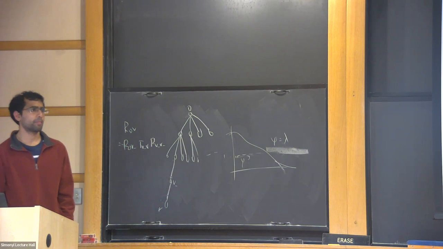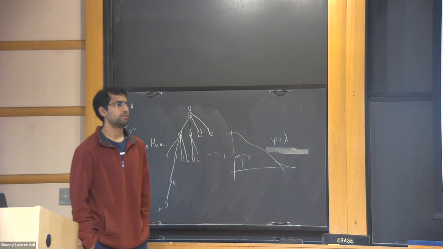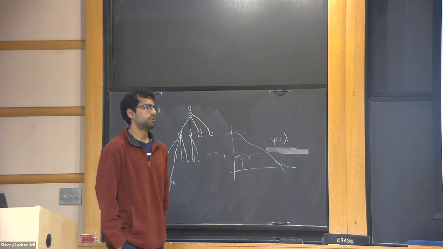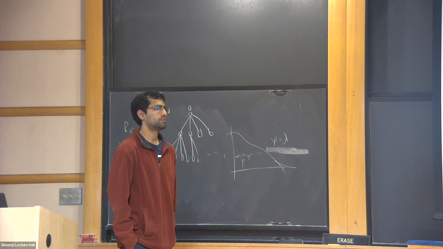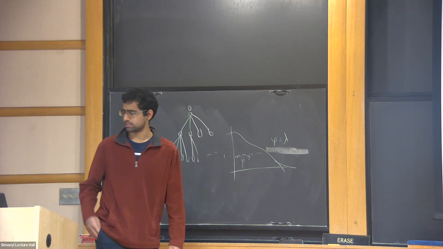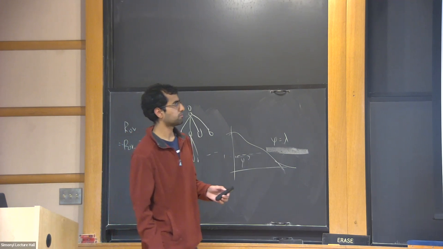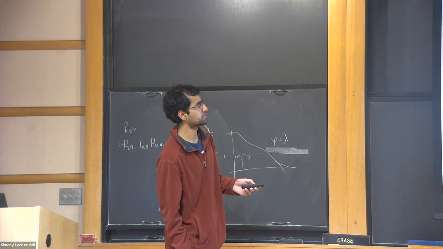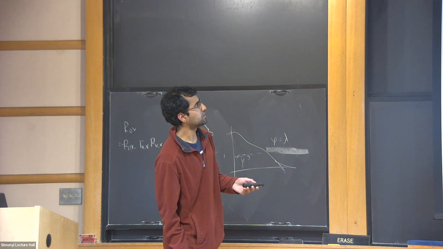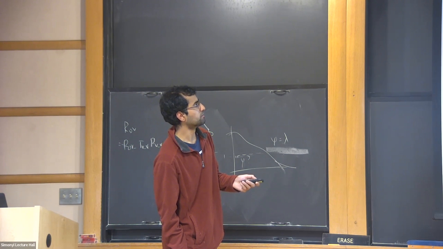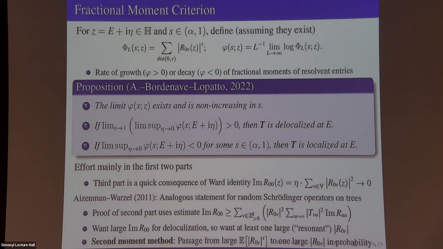If you change the value of lambda in the localized phase, is it expected that the amount of localization will change in some continuous way? Yes, that's right. It does, and morally speaking, that is determined by this phi. Phi is like your Lyapunov exponent. This phi governs how localized you are, how quickly the other entries tend to zero. So indeed, if you're in the localized phase, you can compute this in terms of lambda.